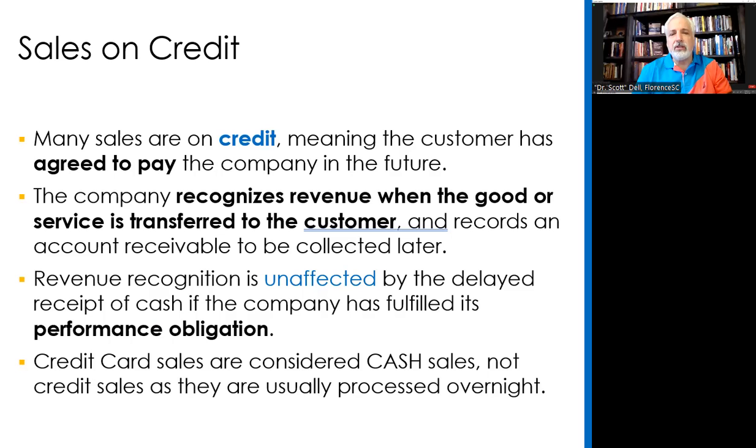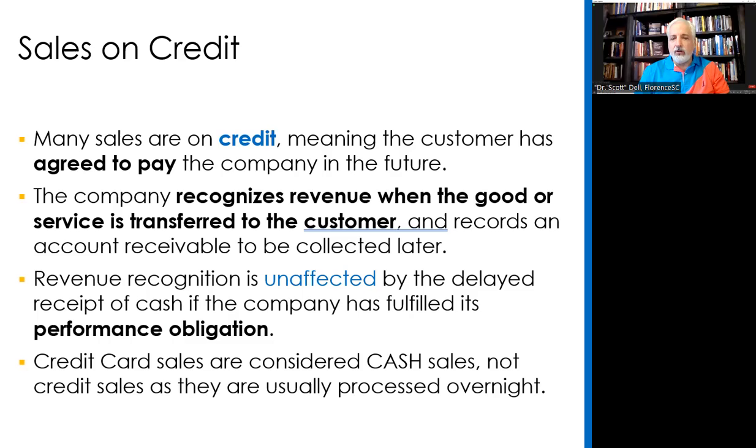Many sales on credit mean the customer has agreed to pay the company in the future. So when they agree, they say, yep, we got some stuff, we're going to pay you in the future. Sounds like a sale. The company recognizes revenue when the goods or services are transferred and records a receivable to be collected later. Okay, that sounds legitimate. The customer says, we'll pay you. Revenue recognition is unaffected by delayed receipt of cash if the company has fulfilled performance obligations. Note the words performance obligation. We're going to talk about a bunch of performance obligations that really confirm whether a sale is a sale.